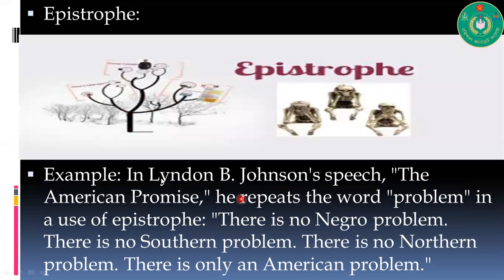Now, more example. In Lyndon B. Johnson's speech, The American Promise, he repeats the word problem in use of epistrophe. There is no Negro problem, there is no Southern problem, there is no Northern problem, there is only an American problem. You see all the problems at the end of the phrase. That is epistrophe.